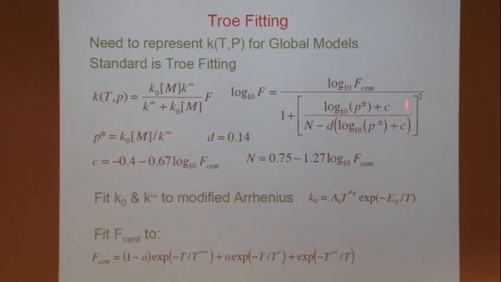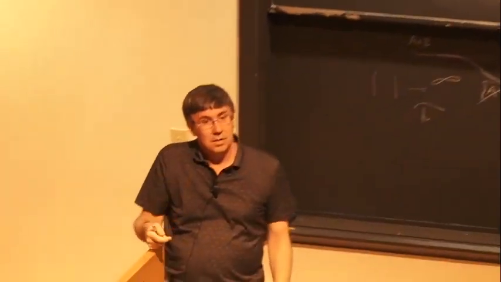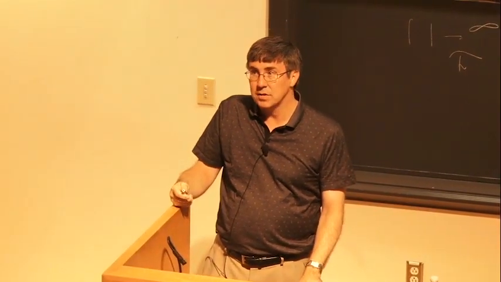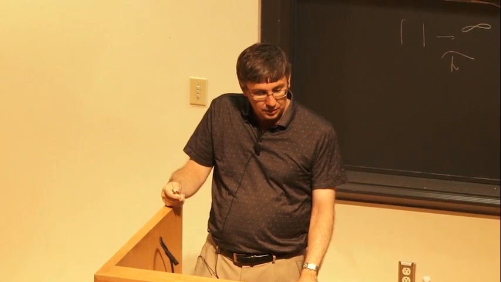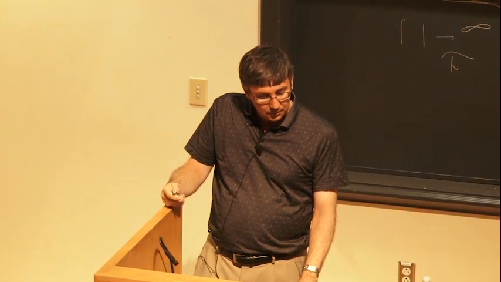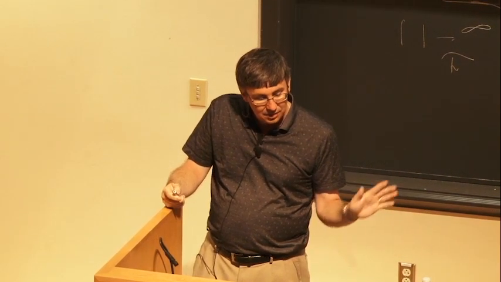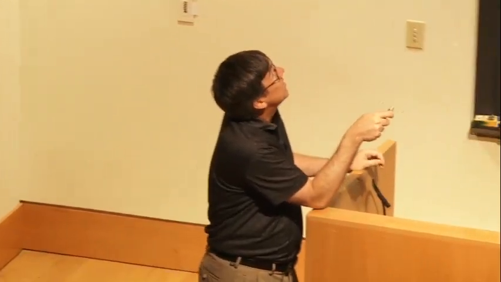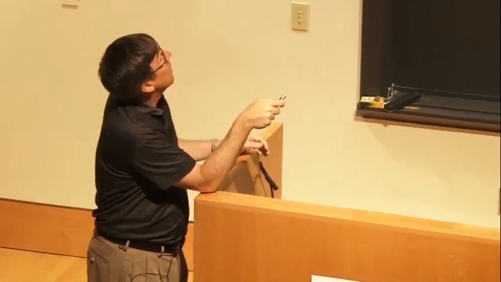And this is a form. This form is used in ChemKin. So a lot of you are probably using this now for simple reactions with a fall-off. It's not perfect. So typically, if the error is 10 to 20%, that's not so bad.